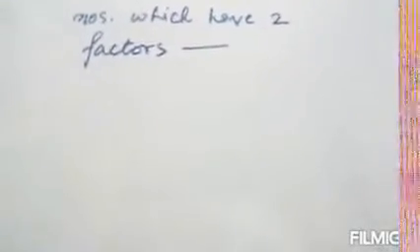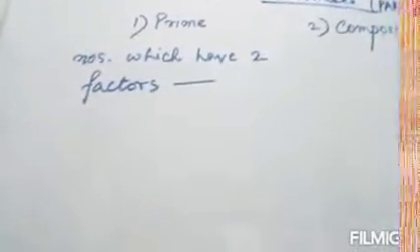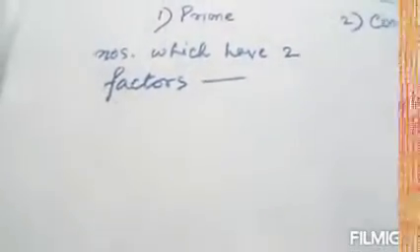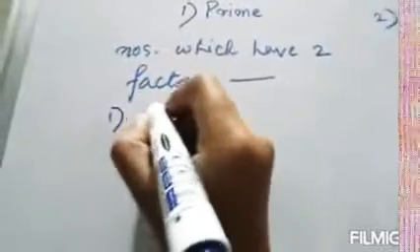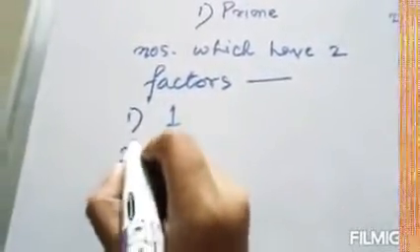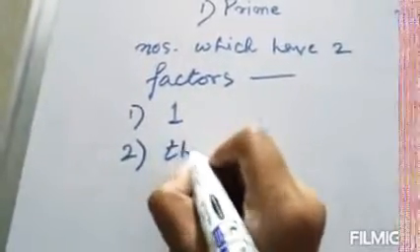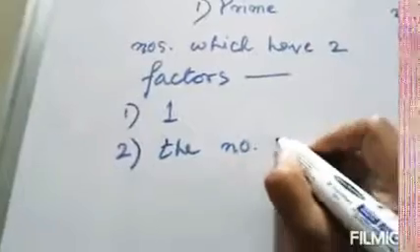Now what is a factor? Can you say me? What is a factor? Factors are numbers by which if you divide the number you get remainder as 0. Okay, so prime numbers have two factors. What are those? One is 1, the number 1 is a factor, and number 2 is the number itself.